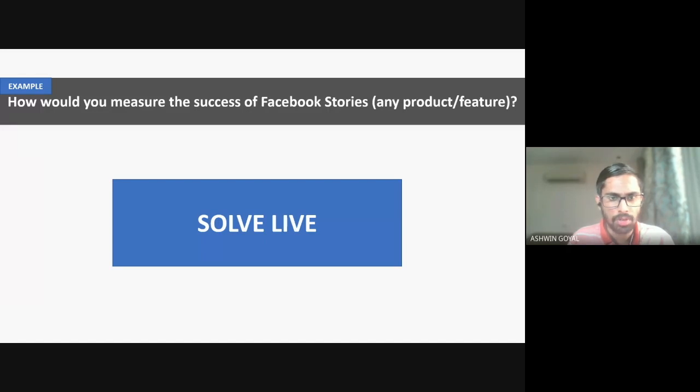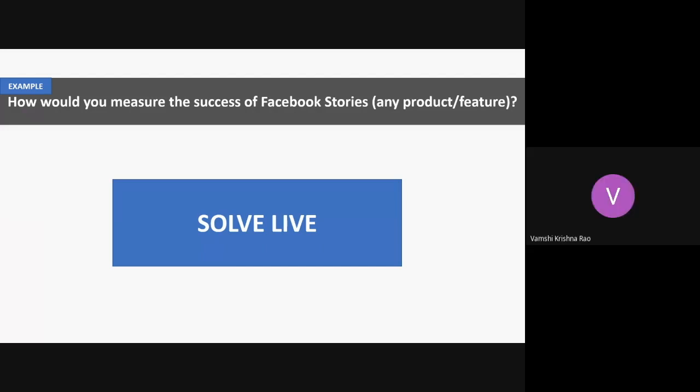So let's start with solving this question. How would you measure the success of Facebook stories? How would we start this question? What is the first thing that you would do here? Yes, guys, answers. How would we start solving this question? So let's say I'm the interviewer, I've asked you this question. What is the first thing that you will ask me to narrow down your scope? How many people regularly post stories?